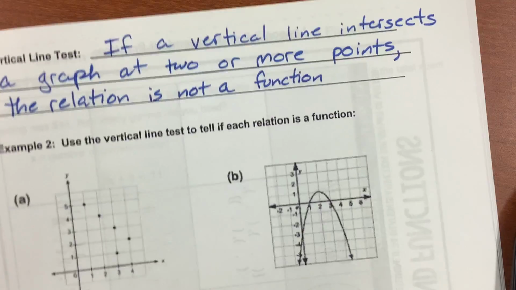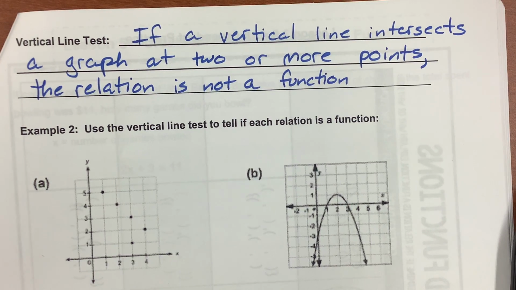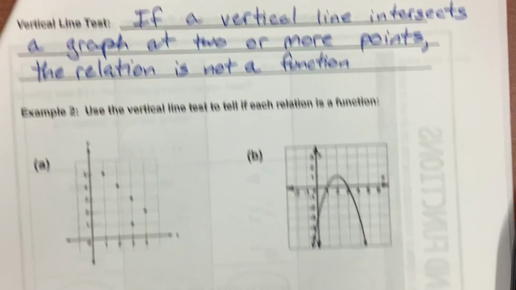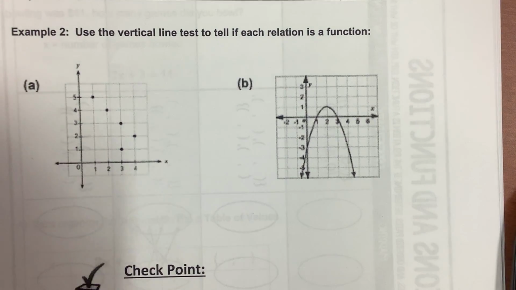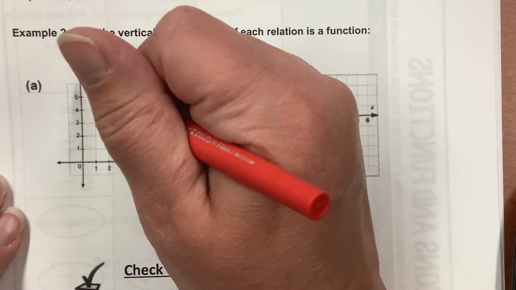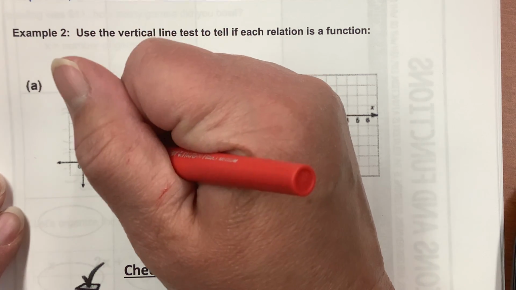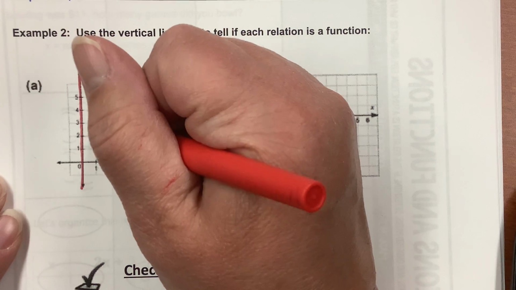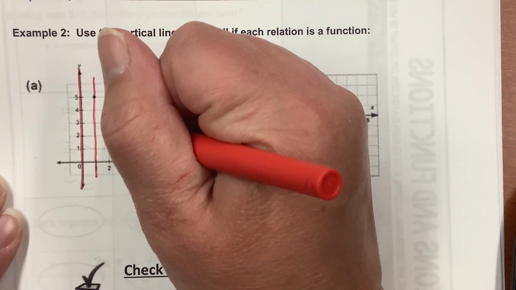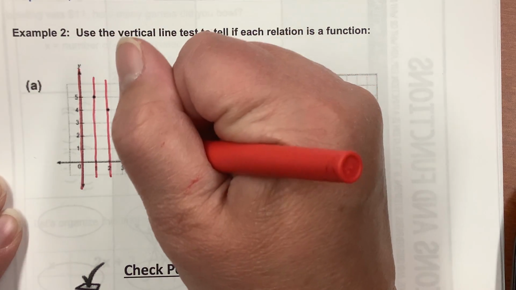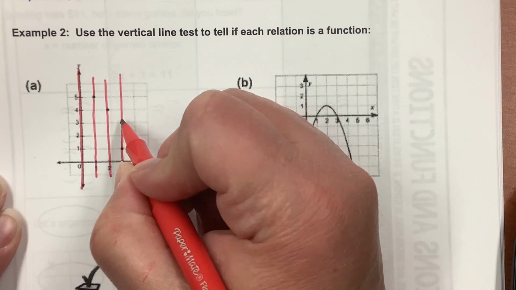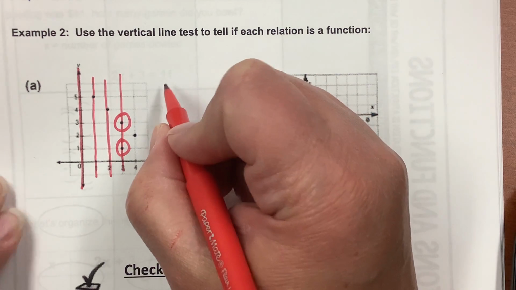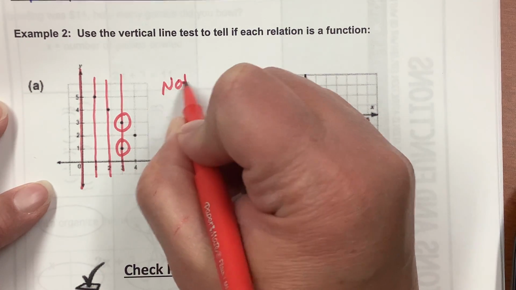So let's draw some vertical lines and see if things are a function. Use the vertical line test to tell if each relation is a function. So I'm going to trace some of these vertical lines. I like to start all the way to the left, and that is not intersecting any of the points. And that intersects 1 point, and that intersects 1 point, and this vertical line is intersecting 2 points, 1 here and 1 here. So this is not a function.